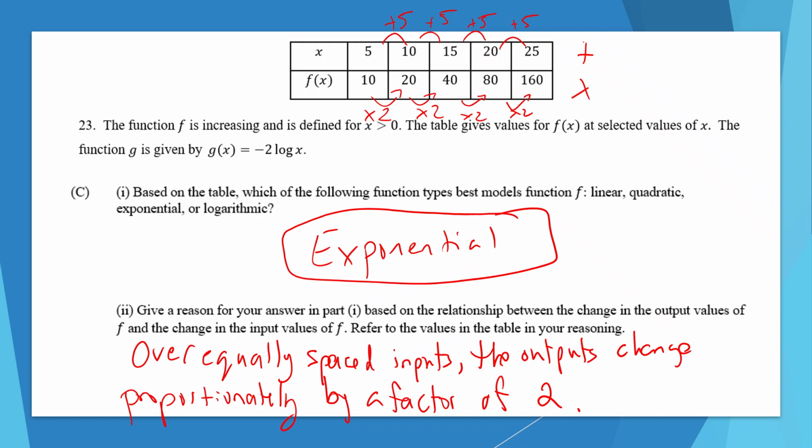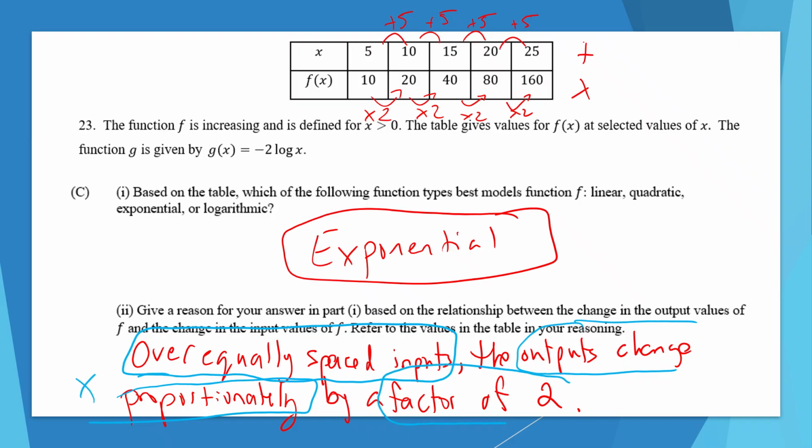So for this one, I'm looking for three things. You just talked about how the inputs are equally spaced. The outputs change proportionately, right? Which is our fancy way of saying a multiplication rule. And then you give the exact number that the factor is. So I'm looking for that number 2 there as well. So that is my answer to 23C.